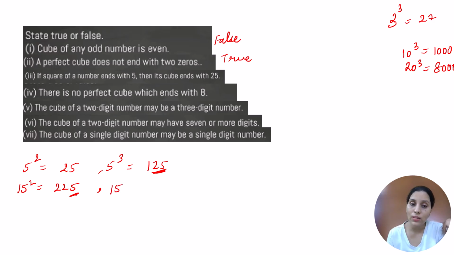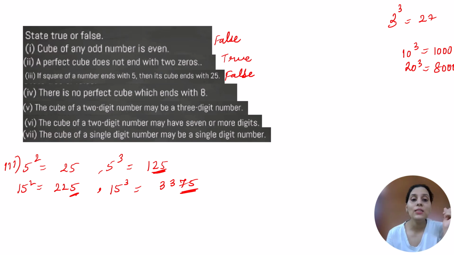But what about its cube? 15 cube is 3375. Is it ending in 25? No. So this is false. So you need to always take around 2 to 3 examples to make sure that you have done it right.